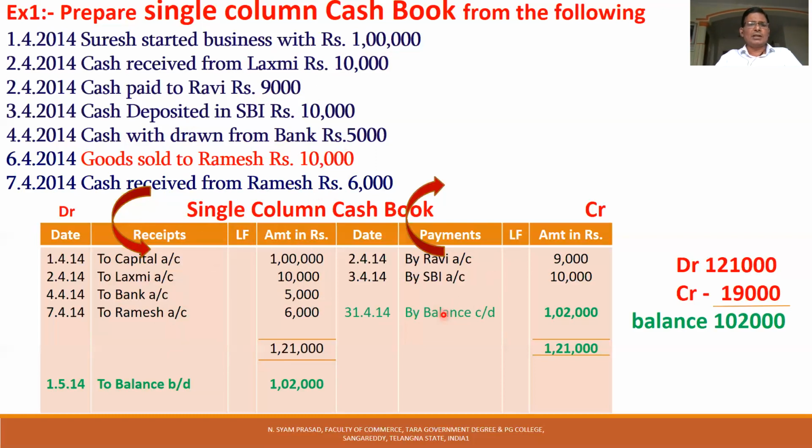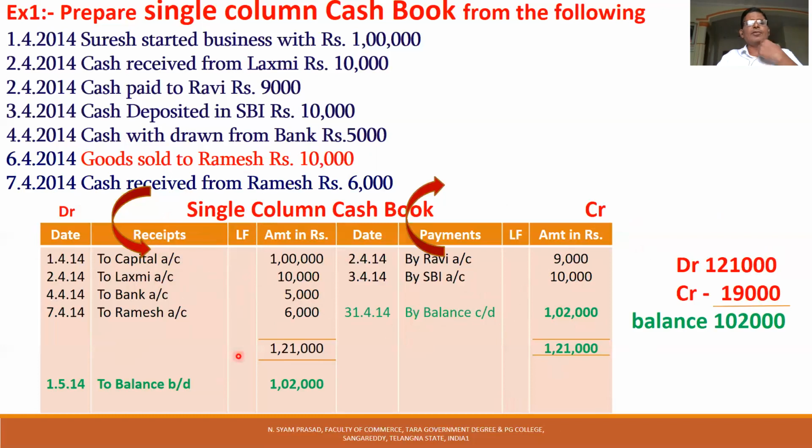You know very well the single column cash book format is the ledger format. That is date, particulars, receipts, ledger folio, amount. The credit side is also the same: date, payments, ledger folio. So the cash book format is T-shaped. Debit side is the receipt side, credit side is the payment side.